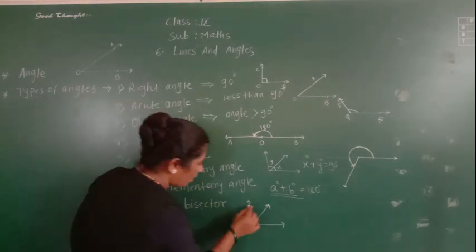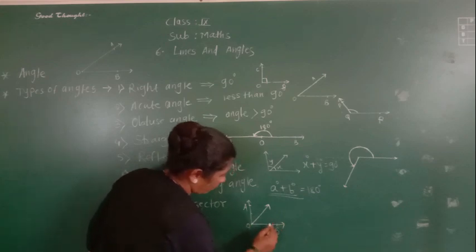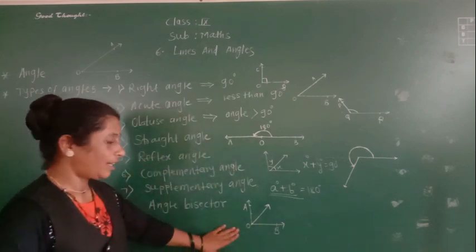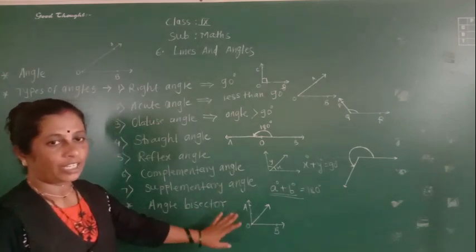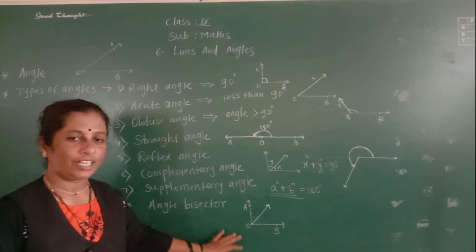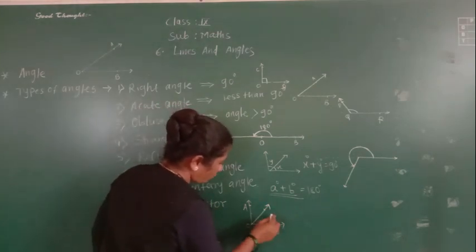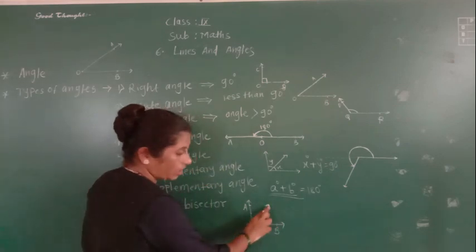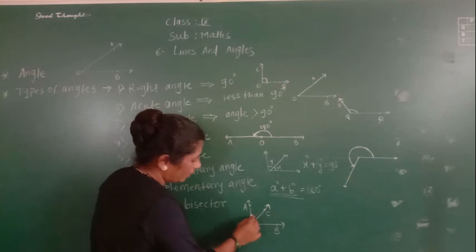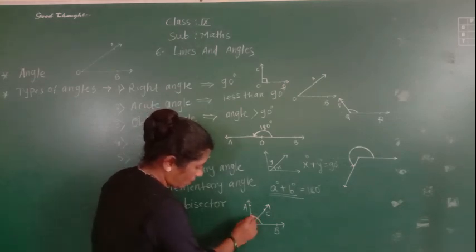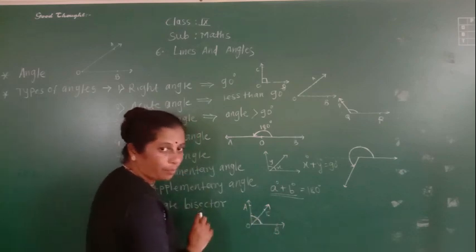So here, angle AOB is there. Its measurement may be greater than 90 degrees, 90 degrees, or less than 90 degrees, meaning an acute angle, right angle, obtuse angle, straight angle, or any type of angle. If this is the ray OC, OC divides this complete angle into two equal parts.